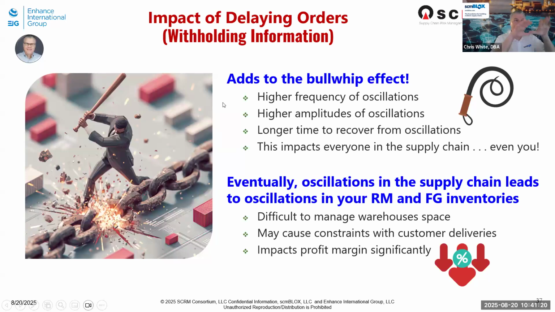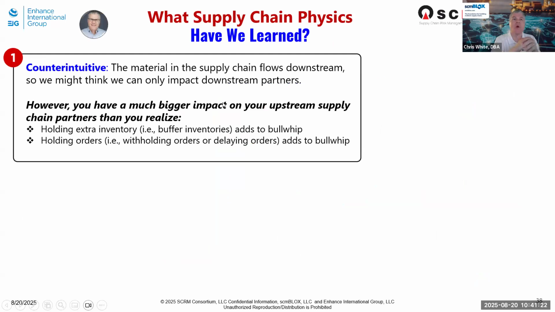So now I want to just summarize the physics part of it. What have we learned? Counterintuitively, the material in the supply chain flows downstream, so we think we might only be impacting downstream partners. In reality, we have a much bigger impact on our upstream suppliers than we typically realize. So when we hold extra inventory, we're adding to that bullwhip. That's all upstream from us. When we hold orders, we're adding to that bullwhip. That's all upstream from us.